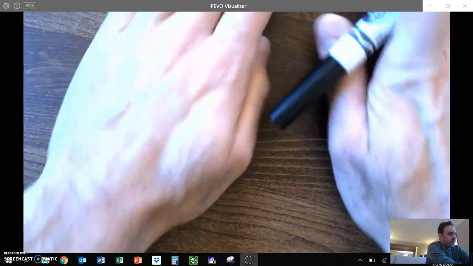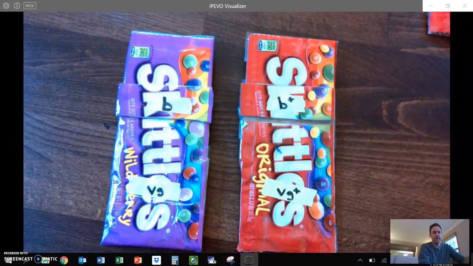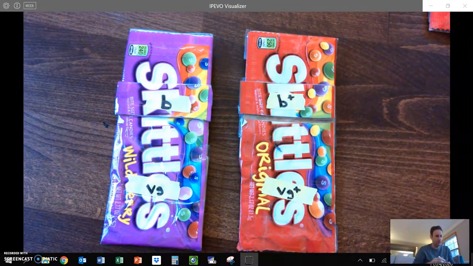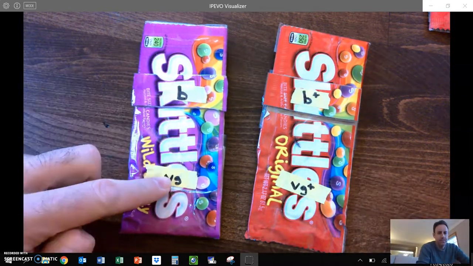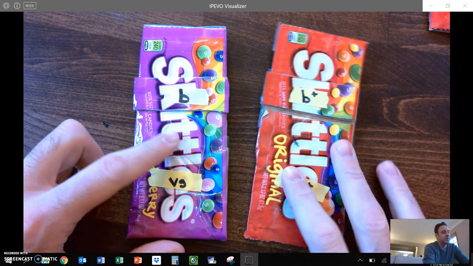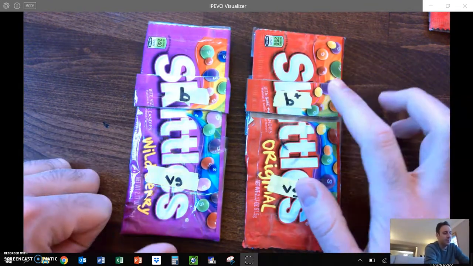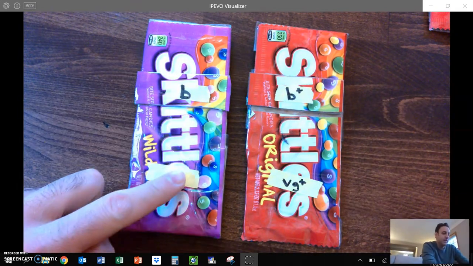If you don't like that, I've got another way to explain it. Our Skittles, remember our candy bar? Let's zoom out a little bit here. So here are our chromosomes, and you can see that the B and VG alleles are on the same chromosome. They're both on the Skittles. So here we have our parental chromosomes, B plus VG plus, and B VG.